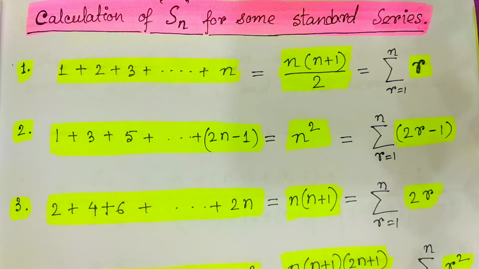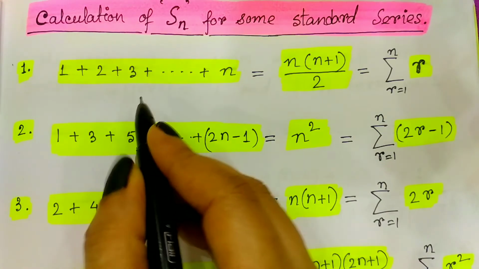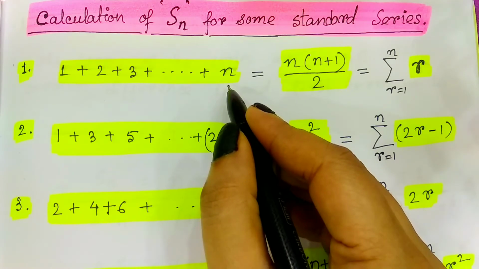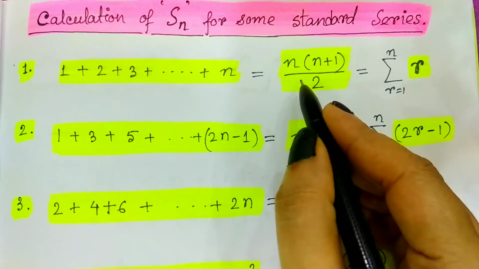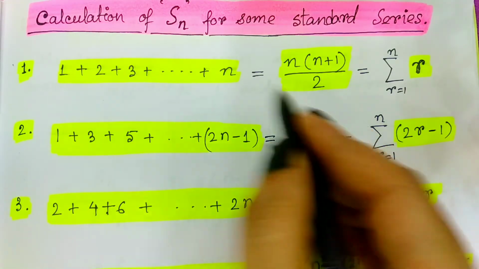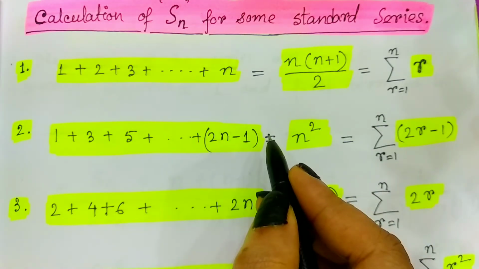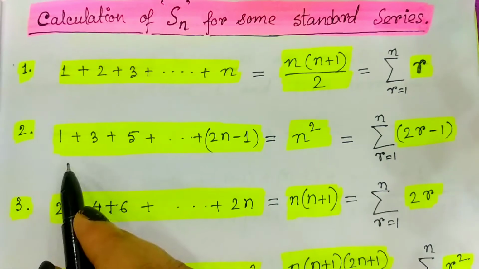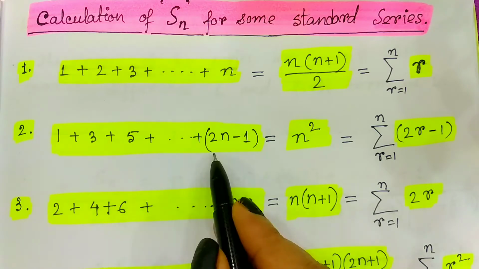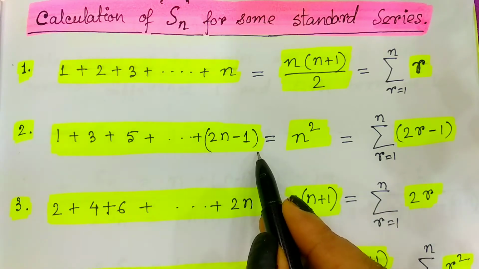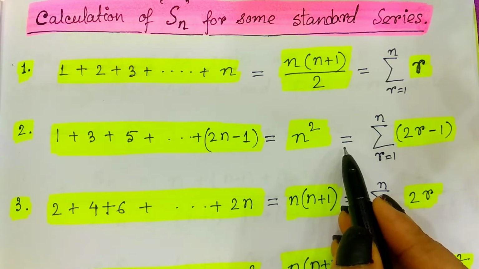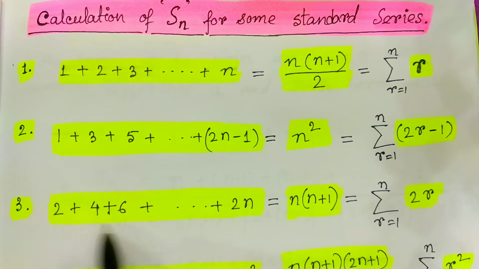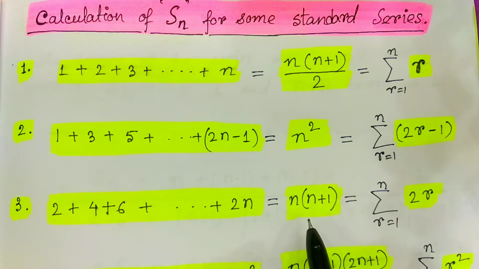So here I am just taking six series which are very common to all of us. The first one is 1 plus 2 plus 3, in this way up to n terms, and its summation is n into n plus 1 by 2. That we know as the common formula. Next one is 1 plus 3 plus 5 plus so on up to 2n minus 1, and its value is n square. Next, if all the even terms are there, then its summation is n into n plus 1.